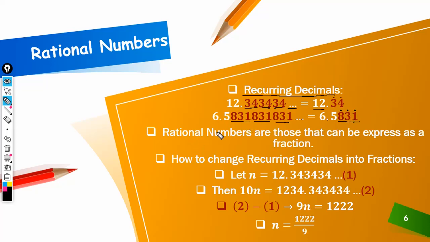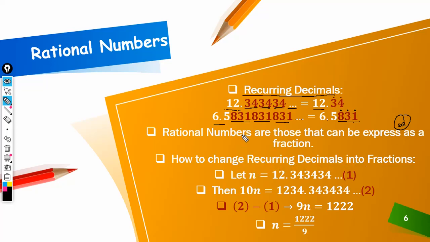Okay. Now, let's talk about rational numbers. Rational numbers are those that can be expressed as a fraction. So let's see if the recurring number can be expressed as a fraction. If you can express this into a fraction, then this is a rational number. Jadi rational number itu bisa dinyatakan dalam bentuk pecahan. How to change recurring decimals into fractions?